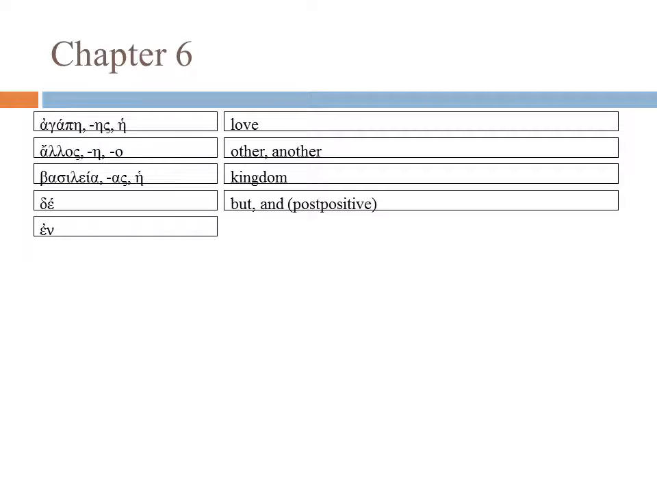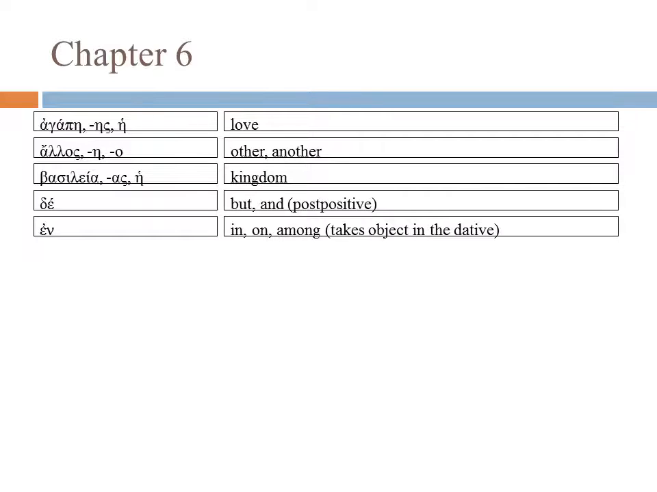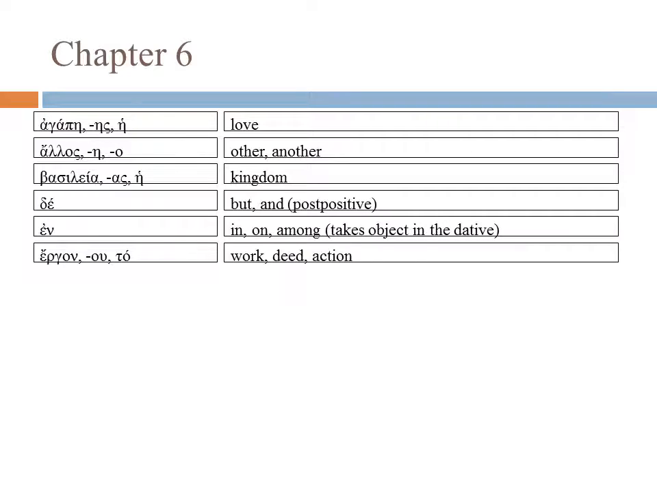En. En is a preposition meaning in, on, or among that takes the dative. We will be looking at this when we are doing prepositions. Ergon. Second declension, neuter. Ergon is work, deed, or action.